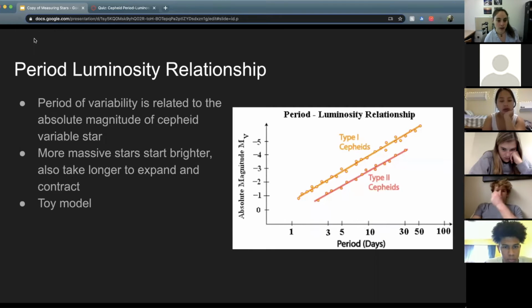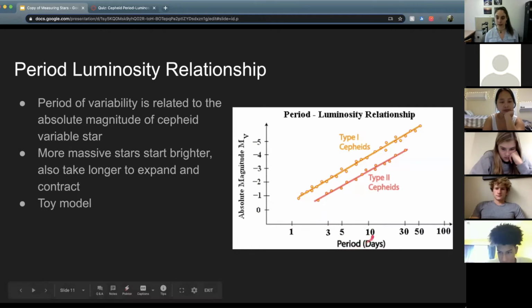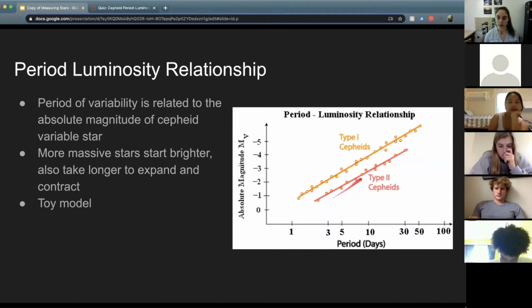So this should look somewhat like the plot you made, where we have absolute magnitude on the y-axis and period on the x-axis. And they've changed the scale a little bit, so their period is logarithmic here. This is not a linear scale. You probably did it in a linear scale, which is fine, and what I expected. So you might have seen a little bit more of a curve instead of a straight line. But what we find is that there's a relationship between the period and the luminosity.